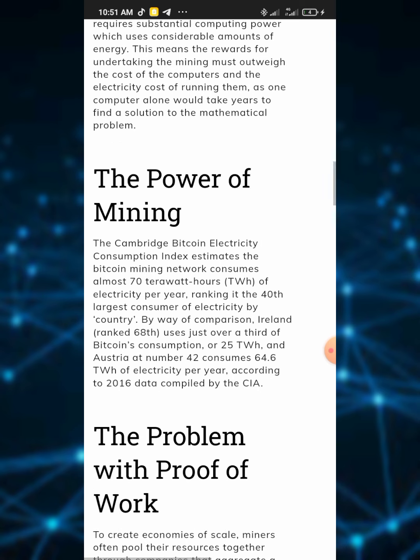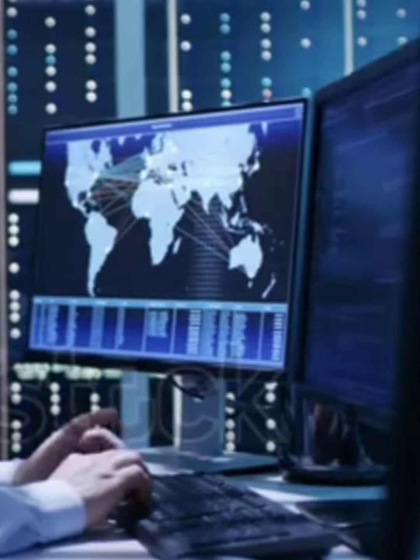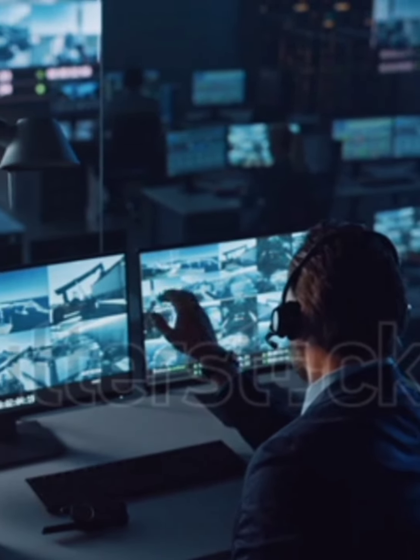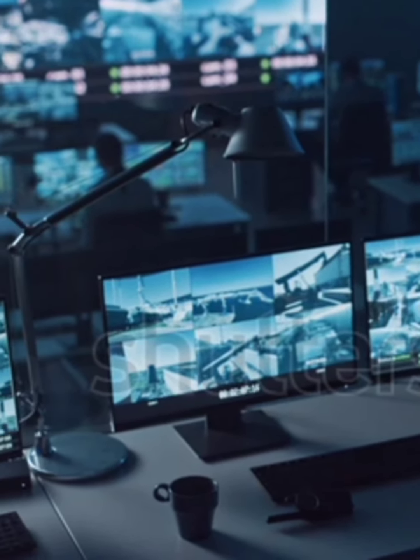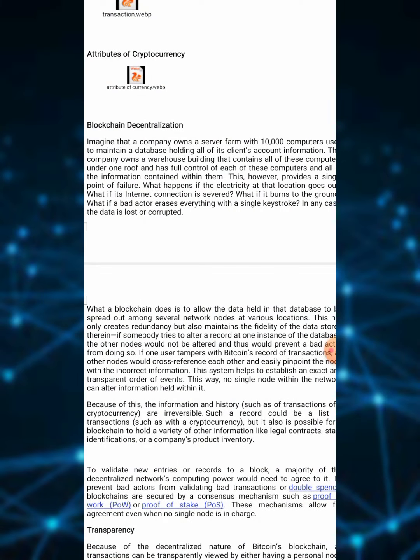All right, so like I said before, the purpose of blockchain technology is to ensure decentralization. So imagine that a company owns a server farm with 1,000 computers, and those computers are used to maintain a database holding all of its client account information. So this company owns a warehouse building that contains all of these computers under one roof, and has full control of each of these computers and all the information contained within them. So this, however, provides a single point of failure.